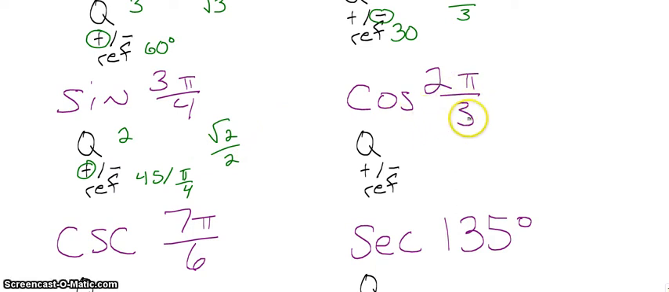Cosine of 2 pi over 3, that is again a little bit less than 1 pi, so it is in the second quadrant. In our second quadrant, AS, so cosine is negative there. I've got a denominator of 3, so I know my reference angle is 60 slash pi over 3 if I wish. So 60 is my index finger. Put down the index finger on your left hand. Cosine is above, so I've got 1 over 2, and it is negative, so negative 1/2.